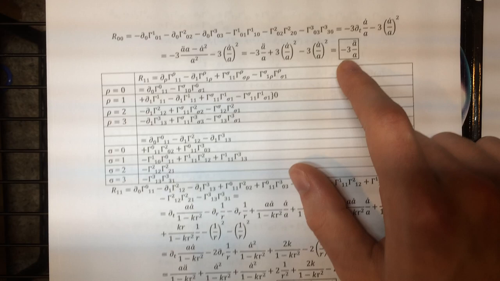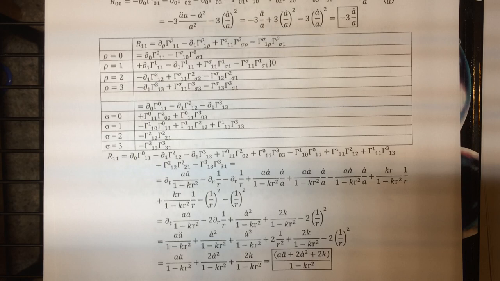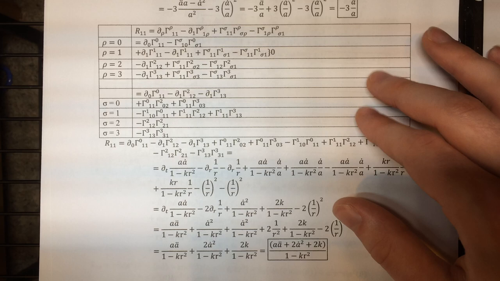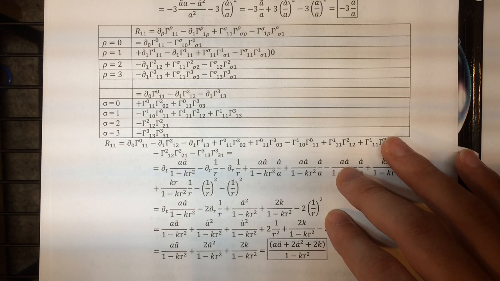The second one, R11, the one we just did was R00, is here. This is the table for expanding the dummy index sums. And this is inserting the non-zero values for the remaining Christoffel symbols and then simplifying to get this.